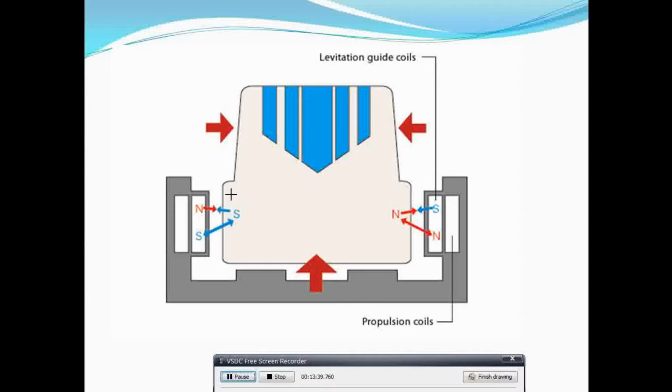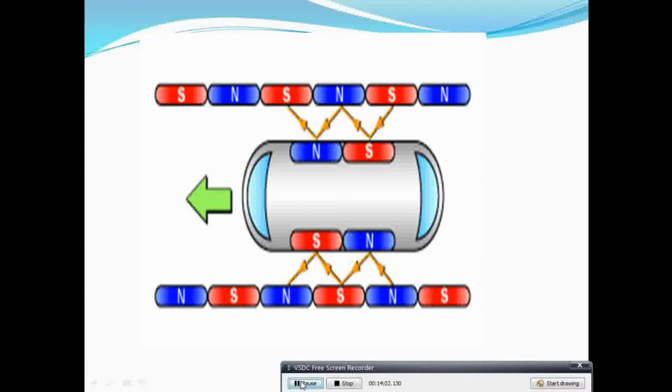See here, these levitation guidance coils make the train levitate from the tracks, and this also comes with propulsion coils. These propulsion coils are used for controlling the direction of the train from one place to another. See, the direction of the motion of the train can be seen here.